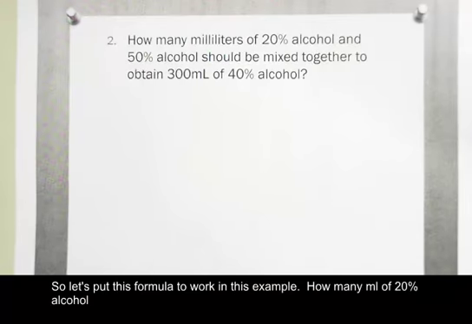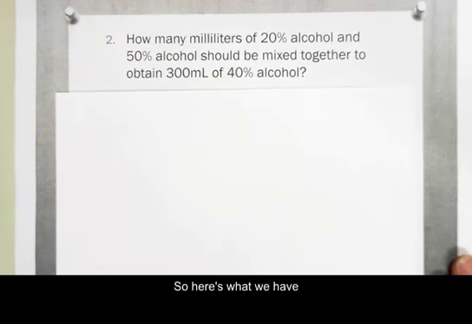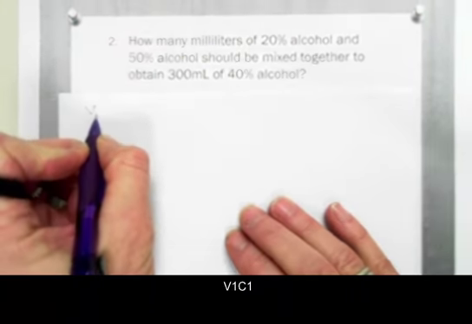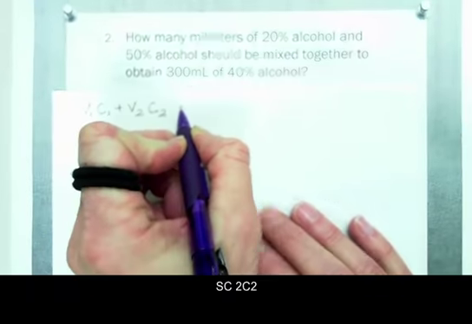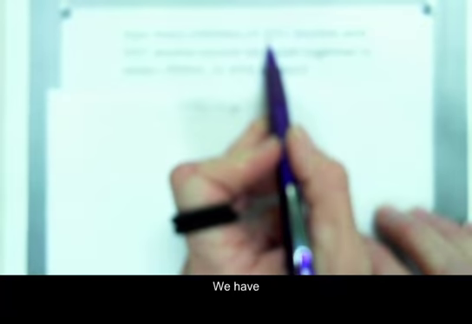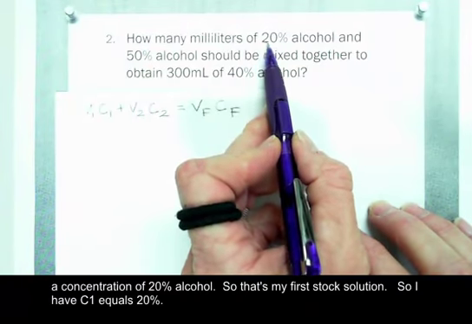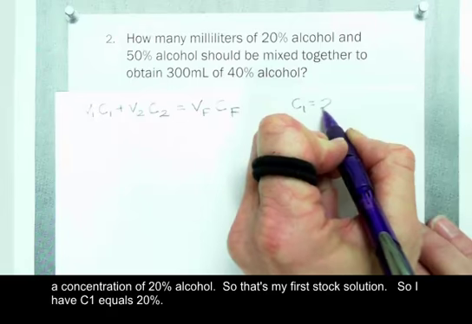How many milliliters of 20% alcohol and 50% alcohol should be combined together to obtain 300 milliliters of 40% alcohol? So here's what we have. V1C1 plus V2C2 equals V sub F, C sub F. We have a concentration of 20% alcohol. So that's my first stock solution. So I have C sub 1 equals 20%.